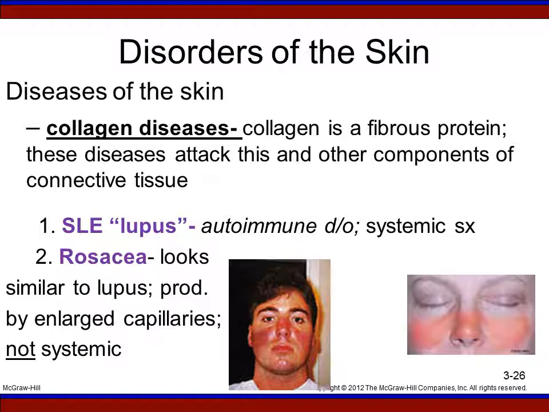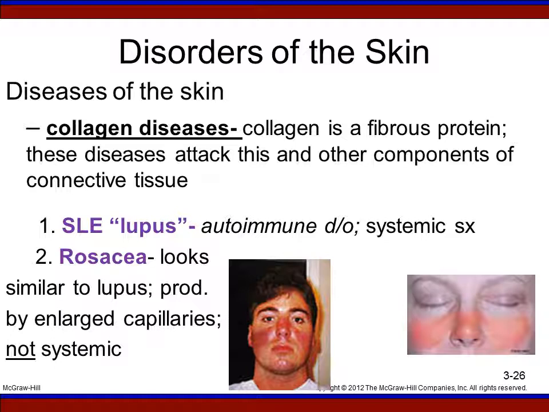SX is an abbreviation for symptoms. If you're looking at the pictures in front of you, the one on the right is a typical characteristic lupus rash called a butterfly rash. You can see it goes over both cheeks across the nose. Very characteristic of lupus. A lot of internal diseases have external manifestations, which is another reason why being familiar with the skin and nails is important.